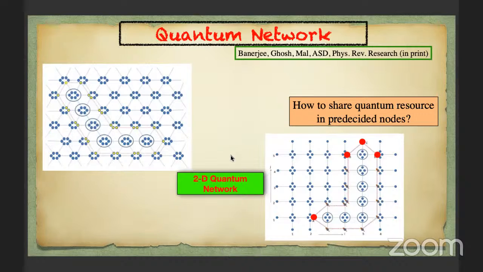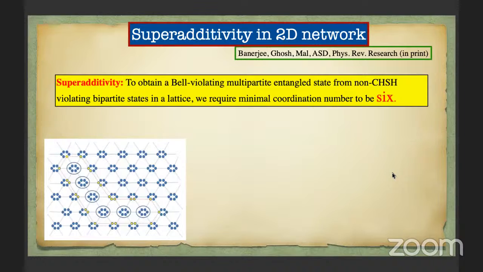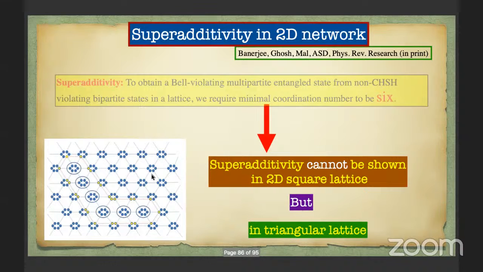I'm not repeating. Now, we have also studied two-dimensional quantum networks, for example, triangular or square lattices. We show, in terms of coordination number and nodes, how to share, for example, entanglement between these red dots. There are some interesting results. We find the critical noise of the initial state such that the output state violates Bell inequality. But here we probably obtain an interesting result on superadditivity. We find that to obtain a Bell-violating multipartite entangled state from non-CHSH-violating bipartite states in a lattice, we require a minimal coordination number of 6. This we prove. That means superadditivity or activation cannot be shown for a two-dimensional square lattice. We require a triangular lattice or something more, which has a coordination number of 6 or more.